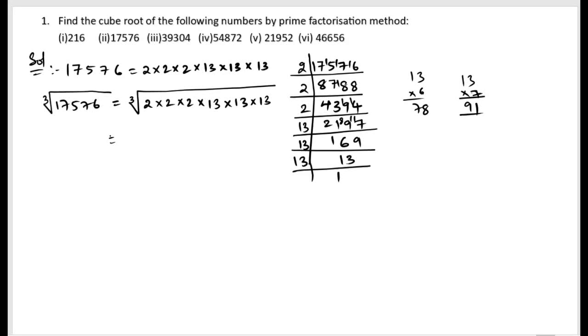As I have already told you, for any number which is repeating 3 times inside the root, we will write down a single number only once. So this 13 also you need to write down only once. So 2 13s are 26. Therefore, the cube root of 17576 is 26.